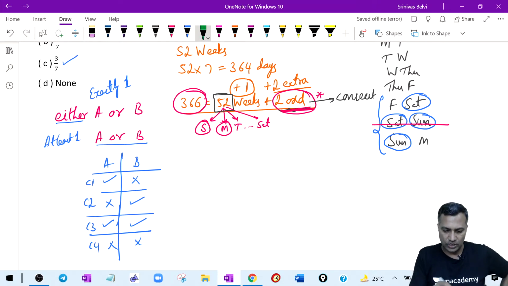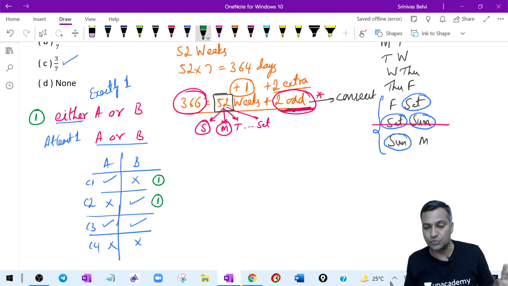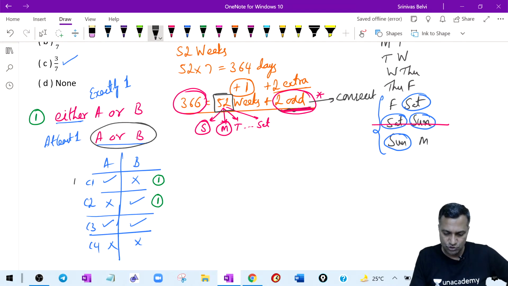Now, let me say this is my first question, either A or B. Case 1 holds true for the first question. Case 2 holds true for the first question. That is it. Case 3 and case 4 don't come into the picture. However, if I use A or B, then case 1 holds true, case 2 holds true, and for the second question.